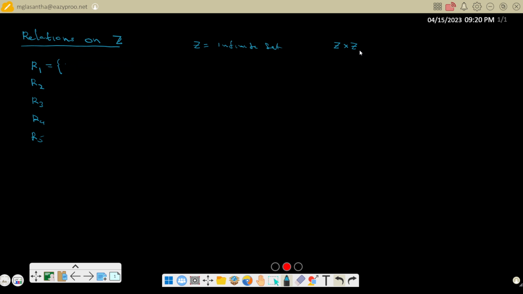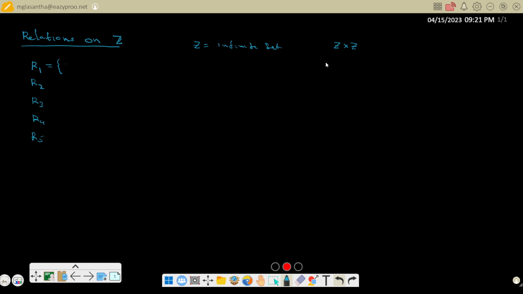Can you list out all the elements of Z cross Z? Is it possible? Z is the set of integers. Can you list out the elements of Z cross Z? Yes, sir: (0,1), (0,2), (0,3), like that. No, you can never complete it, because it is an infinite set. If you have a finite set, then you can complete it.